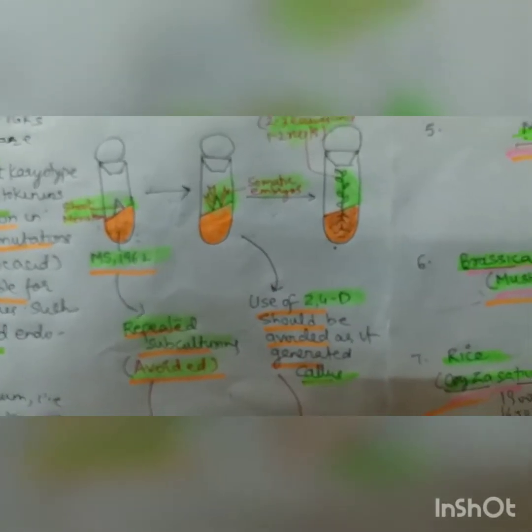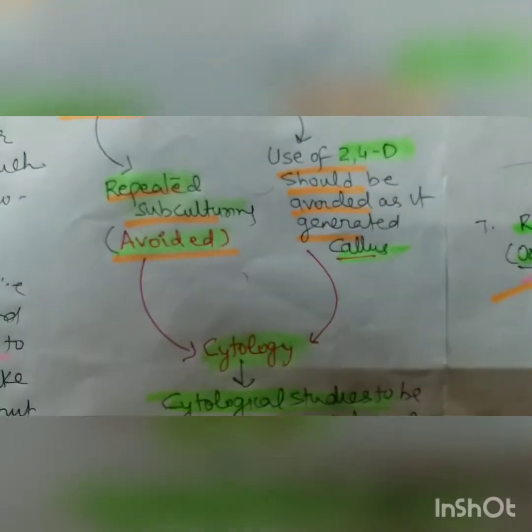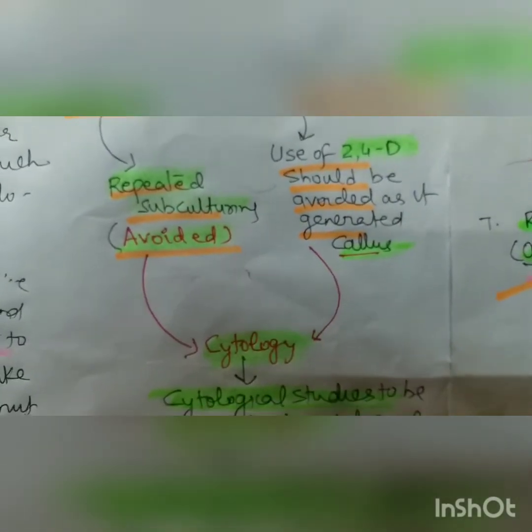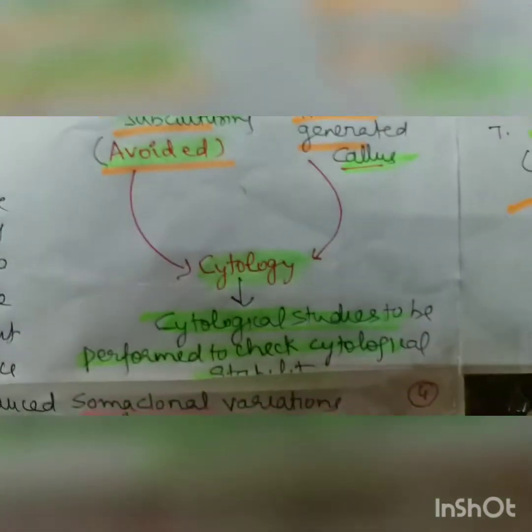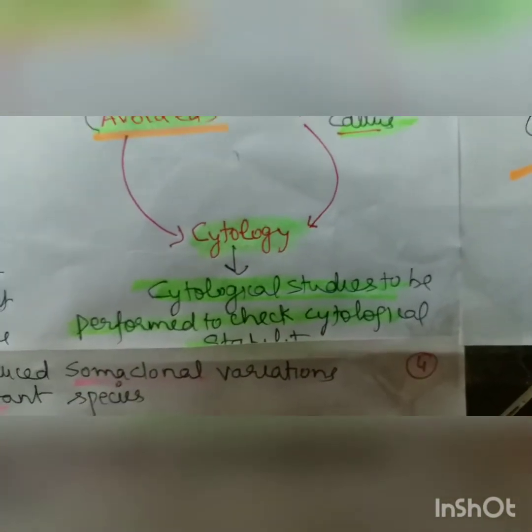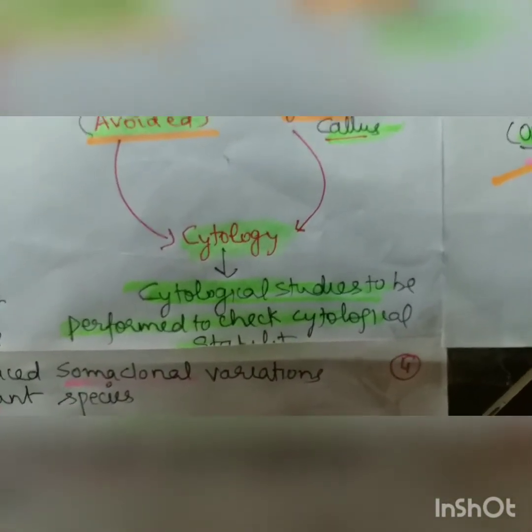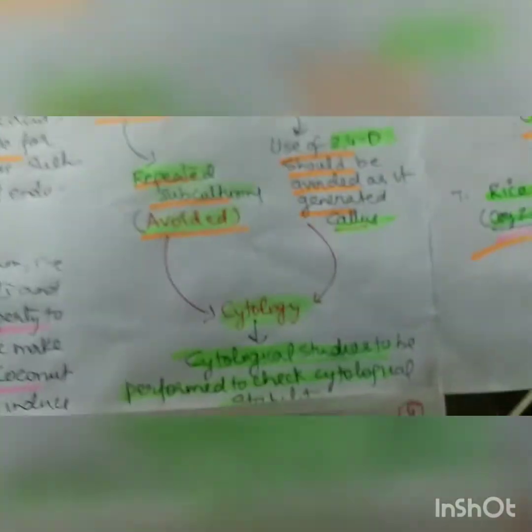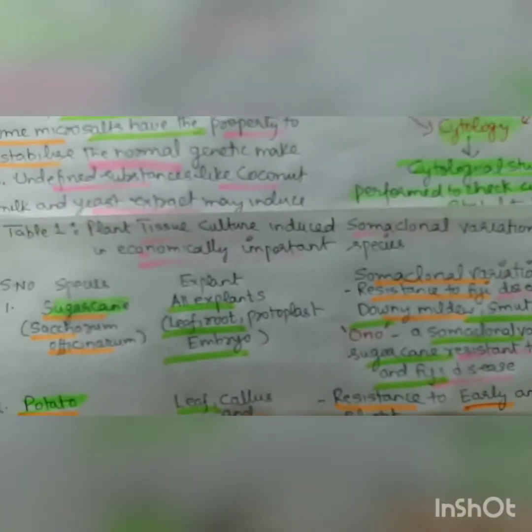A plant tissue culture should not use 2,4-D because it is easy to get callus from 2,4-D, but it will create somaclonal variations. So if this happens, you don't have any choice. You have to use 2,4-D, then you have to do the cytology. Cytological studies are to be performed to check the cytological stability of the plant, whether there are somaclonal variations or not.